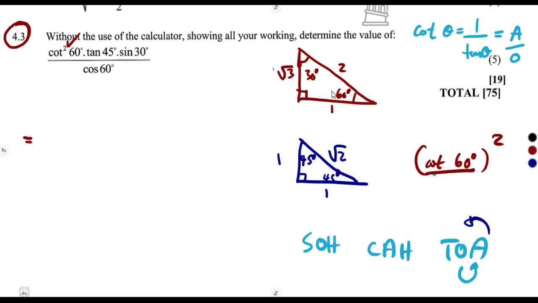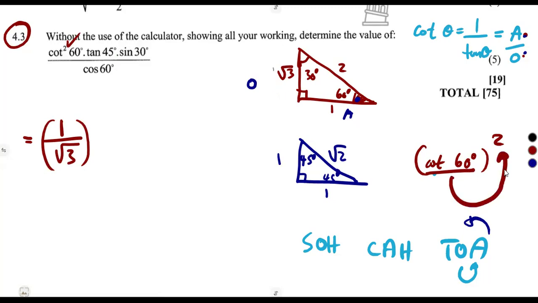According to our triangle, this is the triangle where we have got 60 degrees. According to 60, remember we need adjacent, opposite. Forget about this 30. Focus on 60 degrees. According to 60 degrees, this is our adjacent. This is our opposite. So we need adjacent over opposite. Adjacent is 1. Opposite is what? Square root of 3. So that's 1 over the square root of 3. Then you square it. Cot squared.